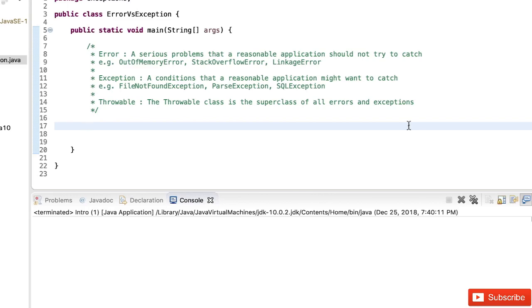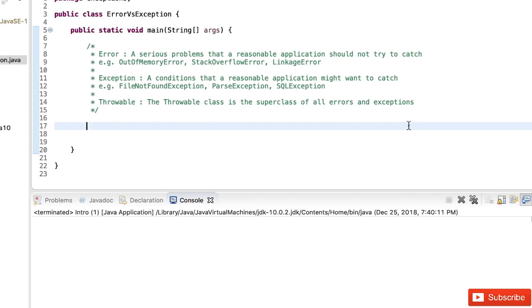For example, an error is generally thrown by the JVM, like an out of memory error or a stack overflow error. So these are situations which generally cannot be recovered at runtime. So a program should not try to catch those.